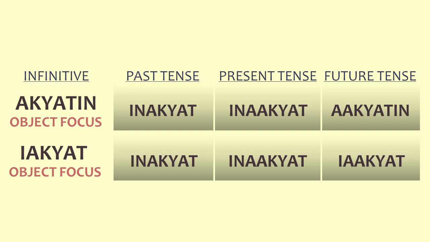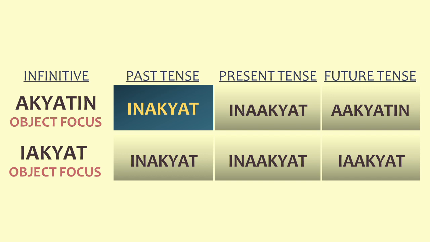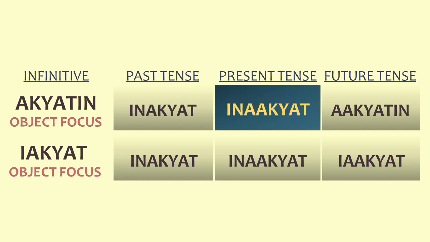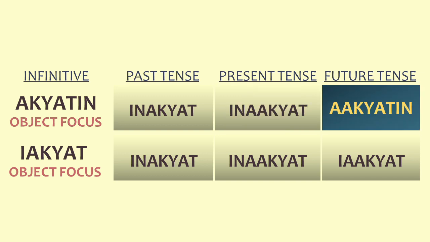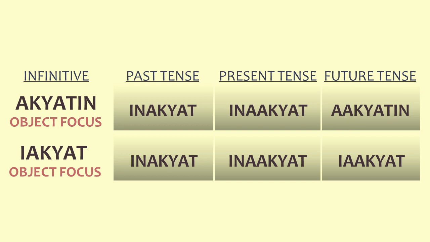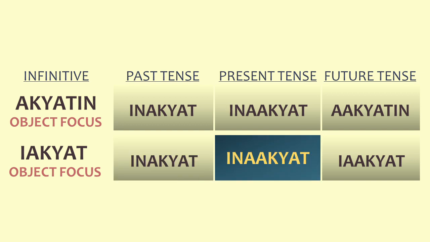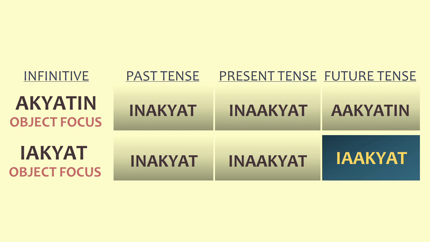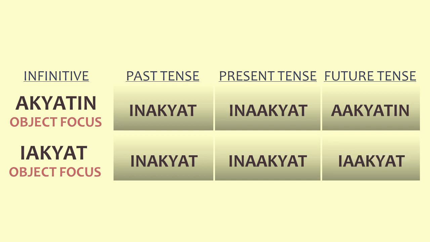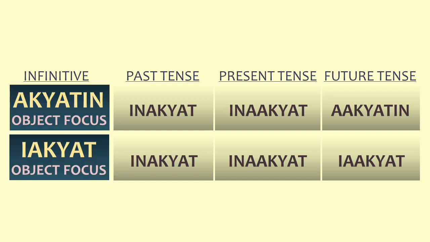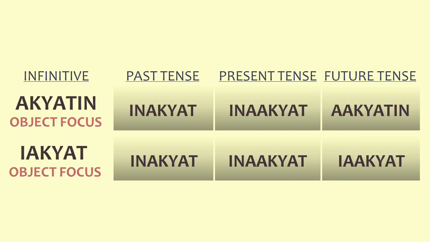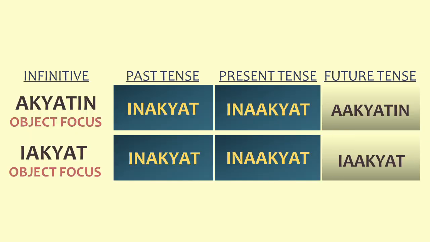For akyatin, we have inakyat for the past tense, inaakyat for the present tense, and aakyatin for the future tense. For iakyat, we have inakyat for the past tense, inaakyat for the present tense, and iaakyat for the future tense. So they're pretty similar. That's why it is important that you are aware of the difference of these two verbs. As you can see, they are only different when it comes to the basic or infinitive form, of course, as well as the future tense. But their past and present tense are exactly the same.